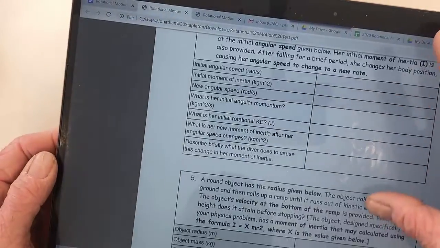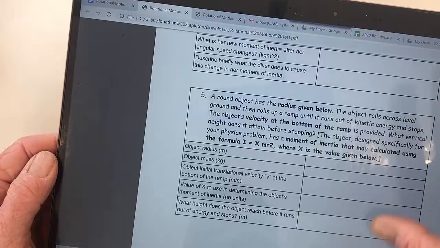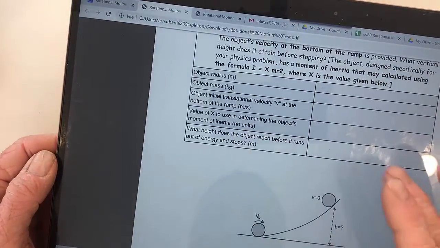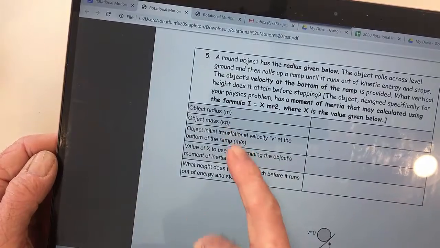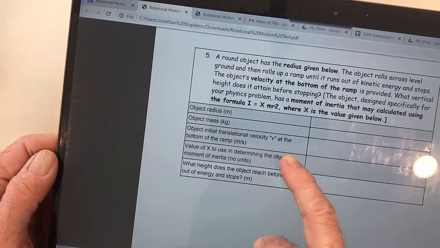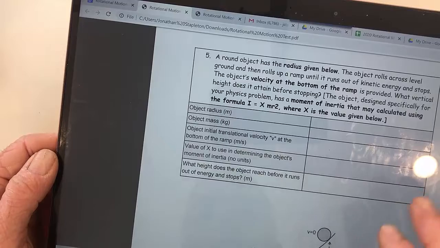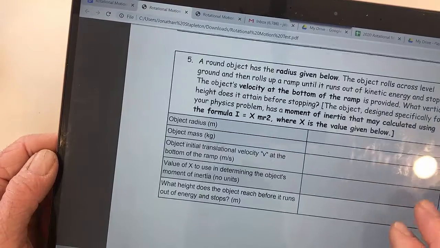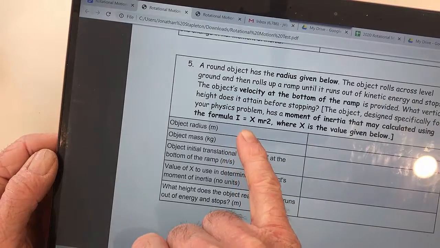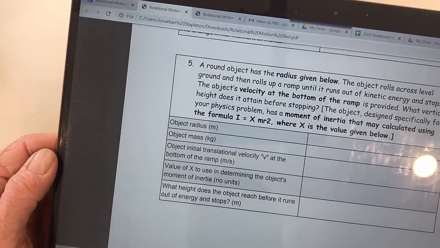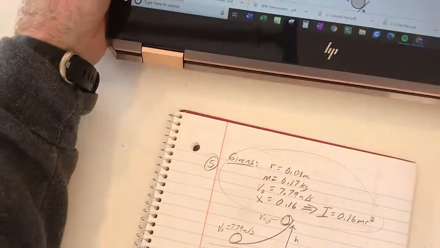Okay, finally recognized me. So number 5, this is the round object that's rolling up a hill, and we're given its radius, mass, initial translational velocity, and then we're given the value of x to use in determining moment of inertia. Moment of inertia is going to be x times m r squared, where x is the value given below.